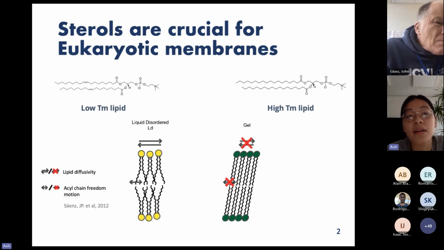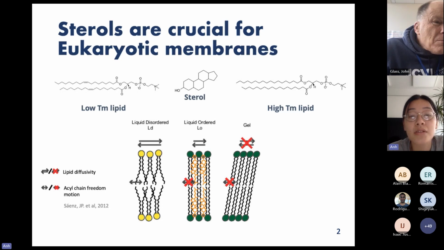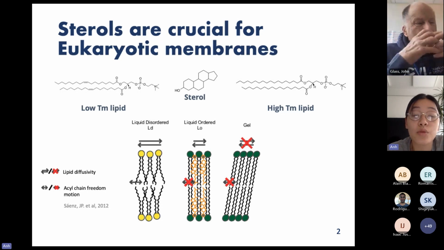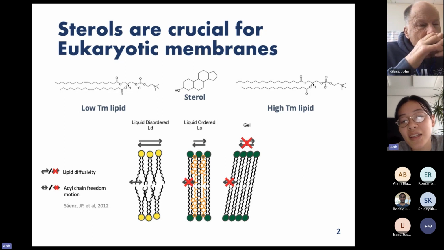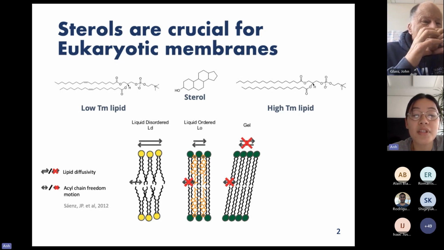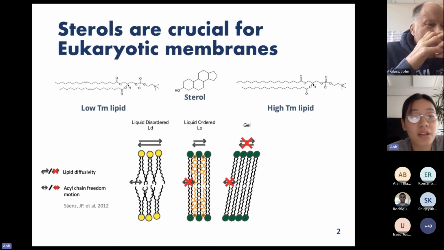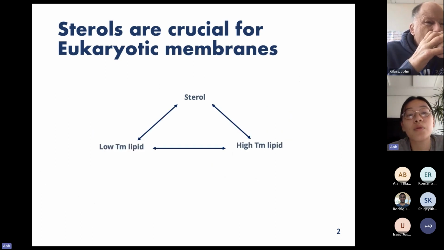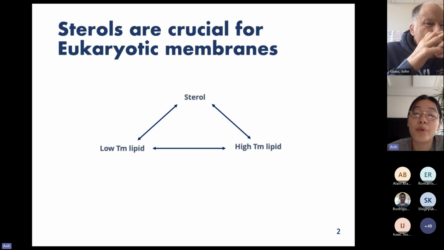So that's why in eukaryotic membranes, there is another type of compound that is very important, which are sterols. What it does is create a liquid ordered phase that is something in the middle, where you still have diffusivity, but the membrane is in a more ordered state. And I think everyone is familiar with a very common sterol, which is cholesterol. So basically for eukaryotic membranes, these are the three main components that are a must-have. You need sterol, you need low melting temperature lipid, you need high melting temperature lipid.